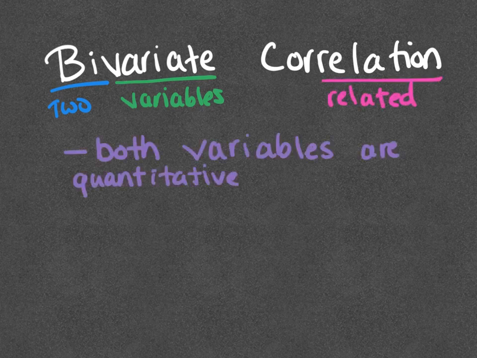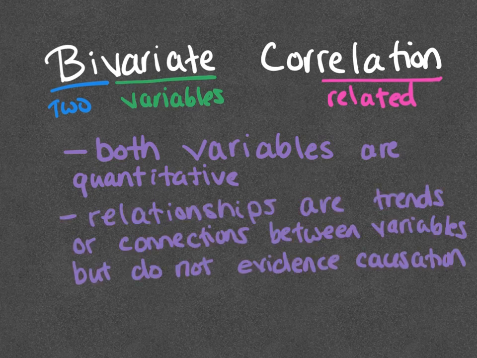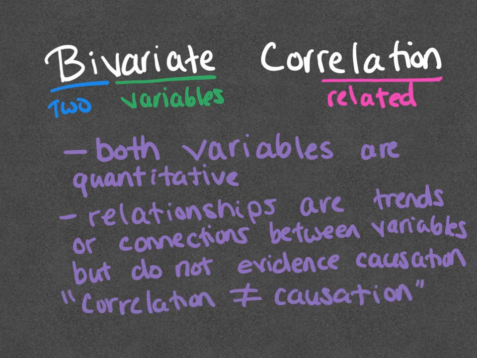In a typical correlation, especially those used by beginners, both variables are quantitative. This means that each variable is being measured with a number representing quantity. Relationships are trends or connections between two quantitative variables, but we need to keep in mind that a relationship does not necessarily provide any evidence of causation. You may hear the phrase "correlation does not equal causation." This is used to remind researchers that just because two things are related doesn't mean that one causes the other.